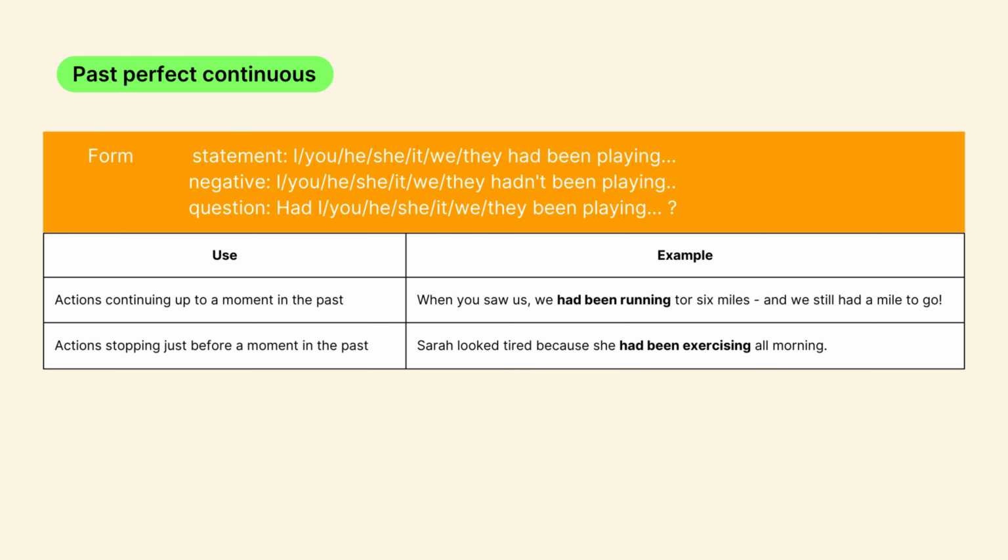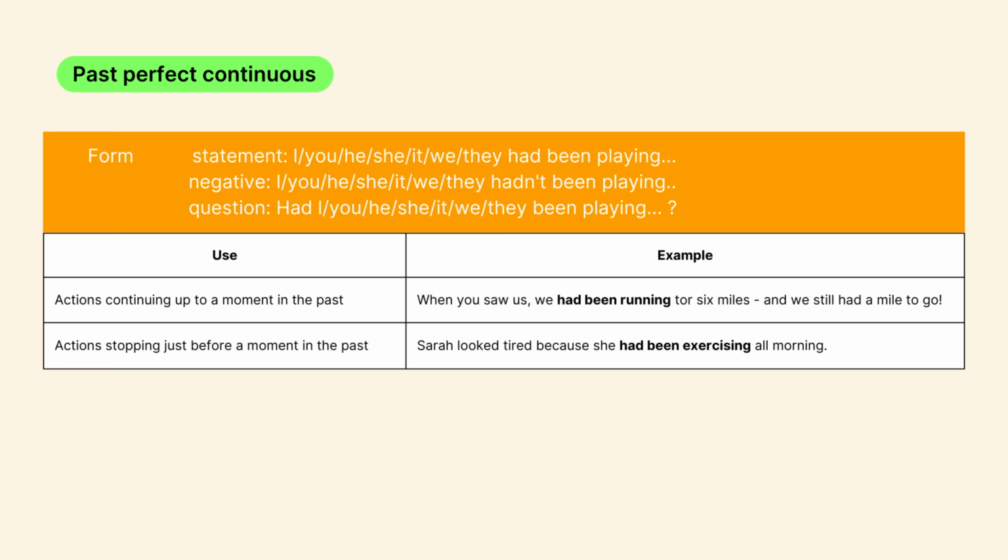Past perfect continuous. Form. Statement: I, you, he, she, it, we, they had been playing. Negative: I, you, he, she, it, we, they hadn't been playing. Question: had I, you, he, she, it, we, they been playing?